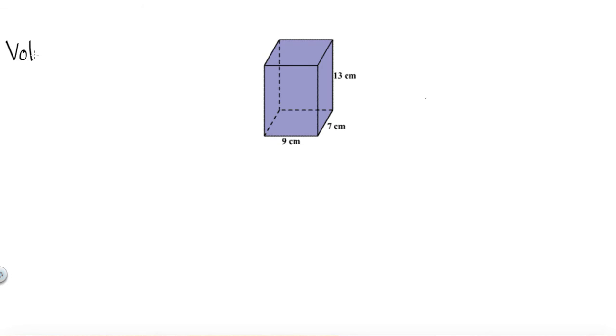So I have volume is equal to the area of the base times the height of the prism. This is usually written as volume is equal to B, capital B for area of base, times lowercase h for height of the prism.